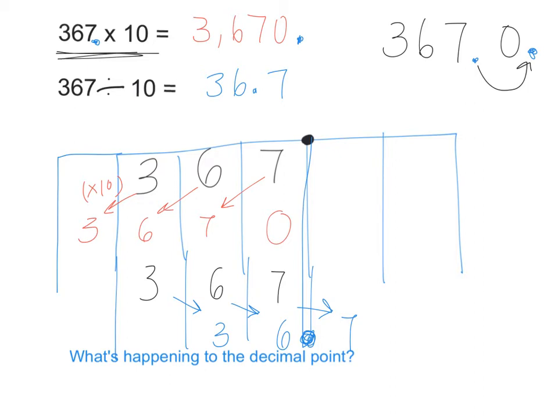Okay? Let's take a look at when we did the division. We originally had 367, and where was the decimal point originally? After the 7. And in our answer, where was the decimal point? After the 6. Did the decimal point move? Yes. It moved one space to the left. So when I multiplied by 10, I noticed my decimal point moved one space to the right, and when I divided by 10, I noticed my decimal point moved one space to the left.